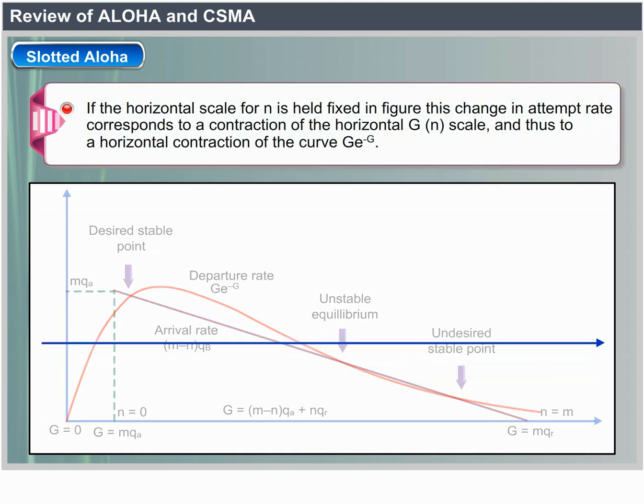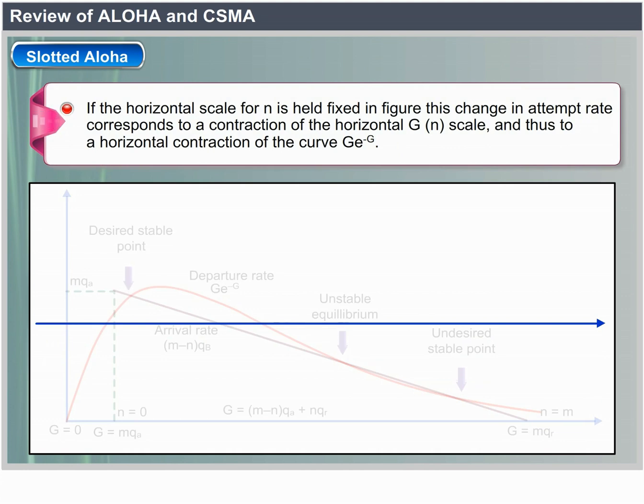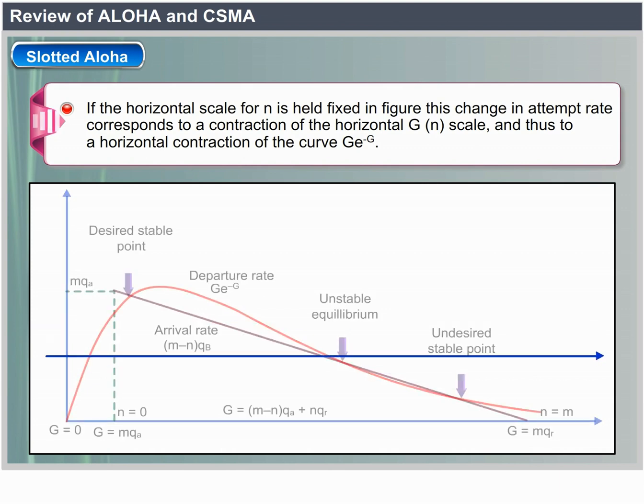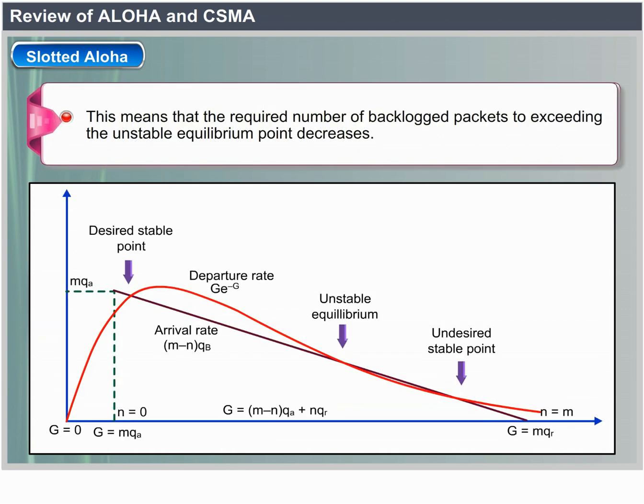If the horizontal scale for n is held fixed in the figure, this change in arrival rate corresponds to a contraction of the horizontal g(n) scale, and thus to a horizontal contraction of the curve g e^(-g). This means that the number of backlogged packets required to exceed the unstable equilibrium point decreases.